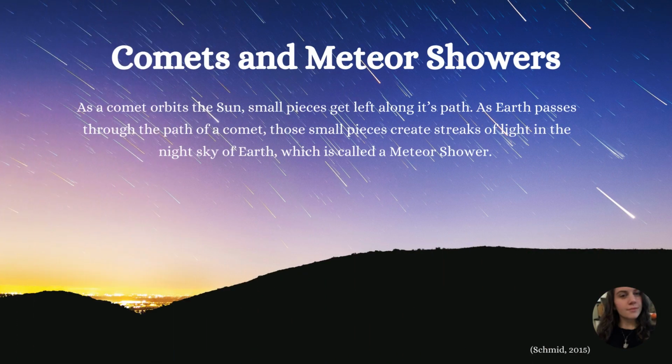So an interesting fact to add about comets is that they are the reason that we have meteor showers. So as a comet orbits the sun, small pieces get left along in its path. And so as Earth passes through the path of a comet, those small little pieces create the streaks of light in the night sky, which is called a meteor shower. So I thought that was pretty interesting, so I thought I'd share that.